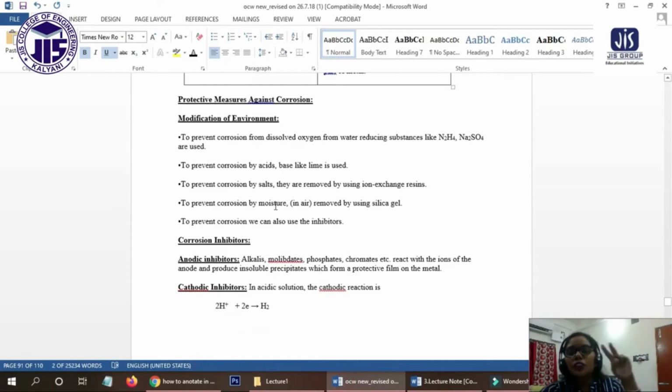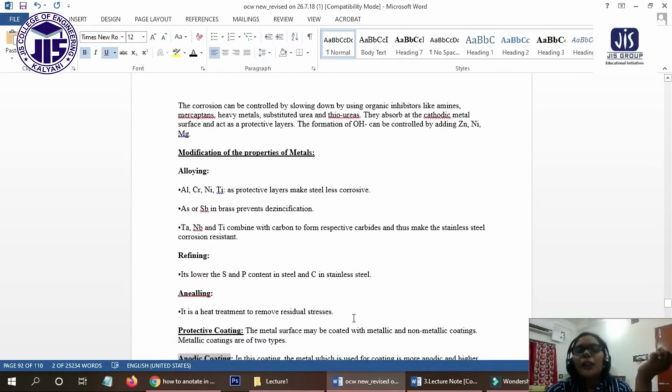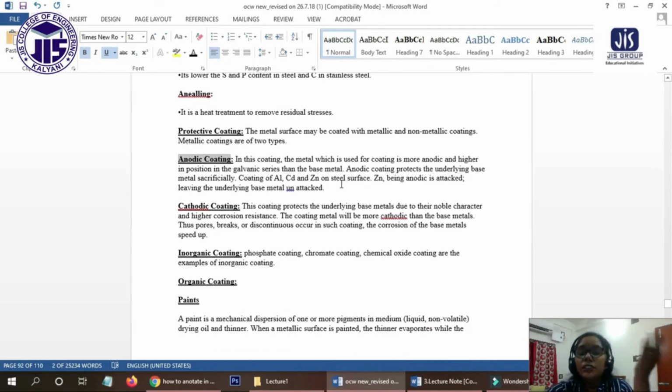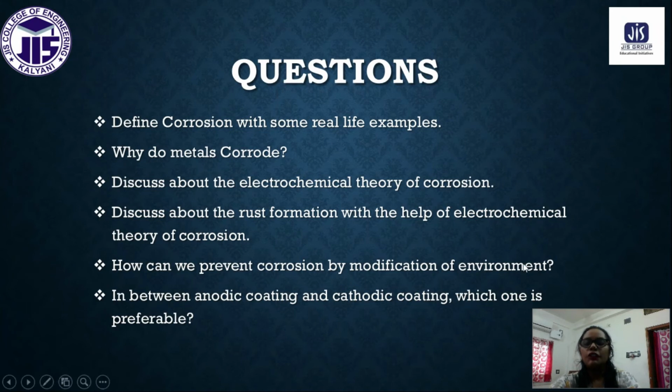For prevention procedures, there are two aspects. One is modification of the environment, and second, we can modify the properties of the metal. The third thing that we can do is the metallic coating procedure. Generally coatings are of three types: organic coating, inorganic coating, and metallic coating. Metallic coating is again of two types: anodic coating and cathodic coating. So this is the total corrosion and control chapter. Okay students, this is the last chapter on corrosion.